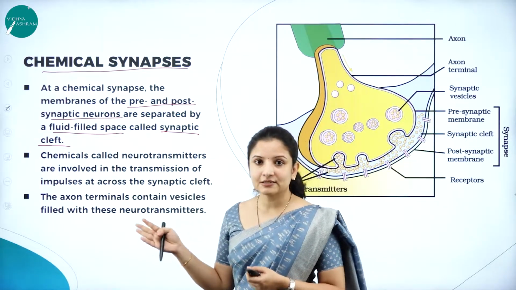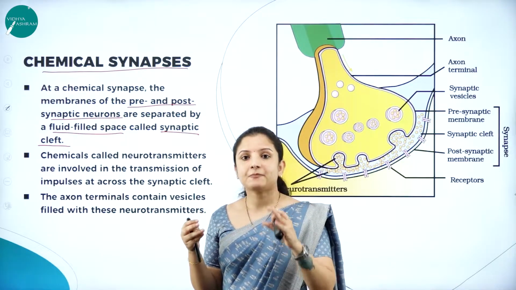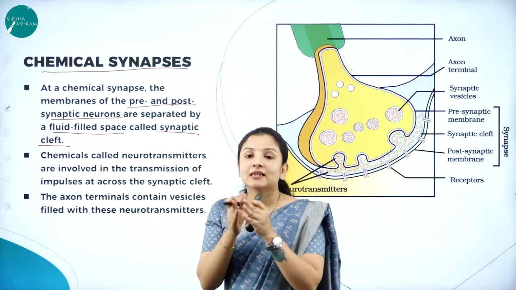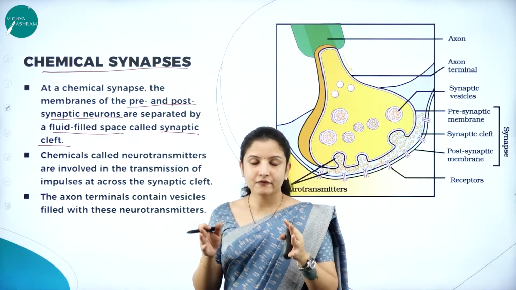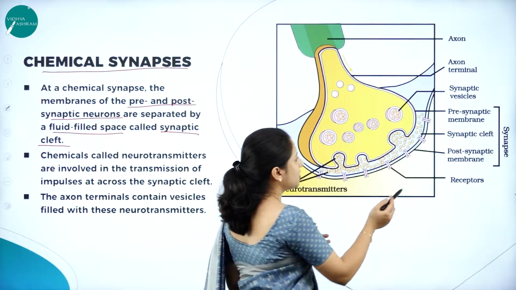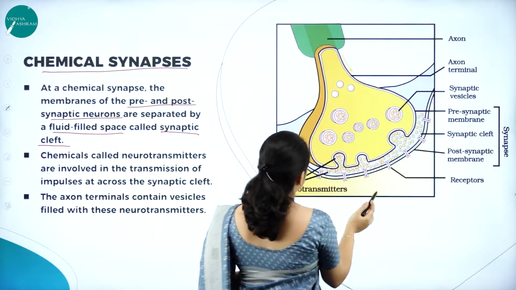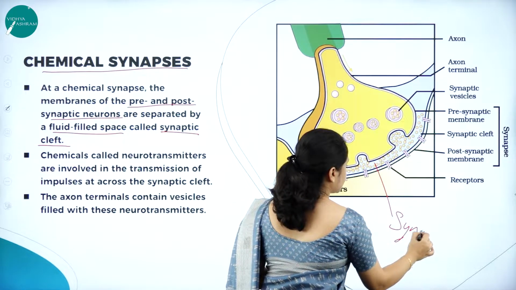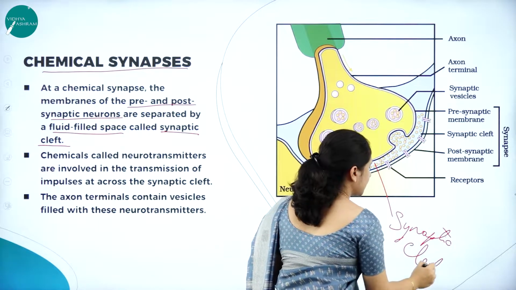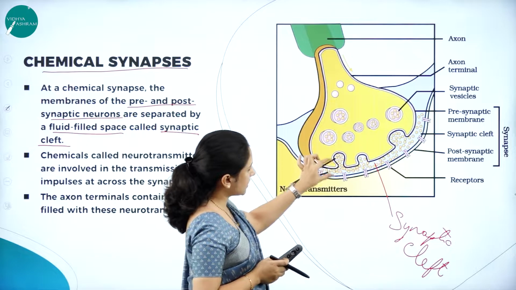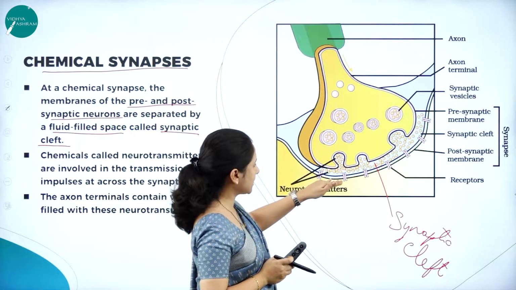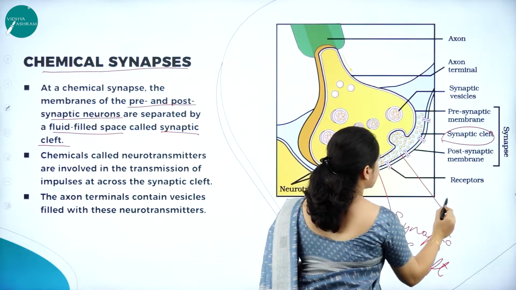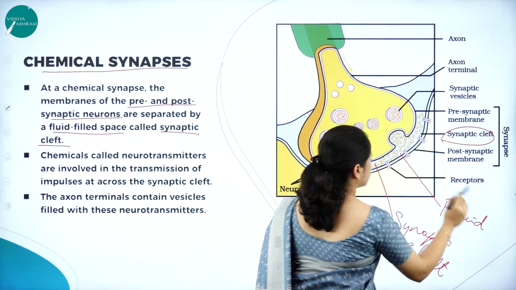But in the case of chemical synapses, between the membrane of the presynaptic neuron and the membrane of the postsynaptic neuron, there is a fluid-filled gap, which is called the synaptic cleft. If you can see here, there is the presence of the synaptic cleft. This small gap is called the synaptic cleft. Between the presynaptic membrane and the postsynaptic membrane, there is a fluid-filled gap. What is there in the synaptic cleft? It is filled with fluid, a fluid matrix.